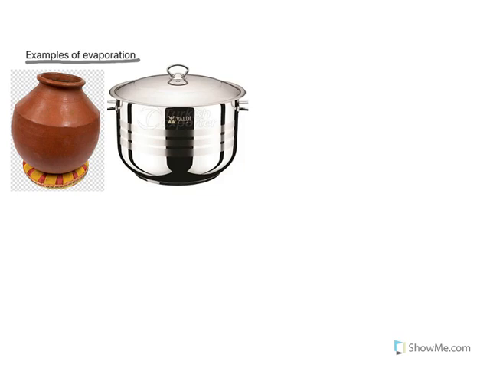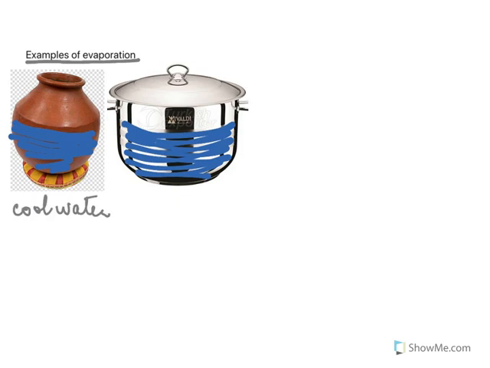We'll see some examples of evaporation. Here I have water in an earthen pot, and there is also water in a steel pot. Where would you find the water to be cooler? You'll definitely agree that the water in the earthen pot, a pot made of mud or earth, remains cooler. So here the water remains cooler. Here the water is not as cold. Now we'll explain this. This can be explained by evaporation.